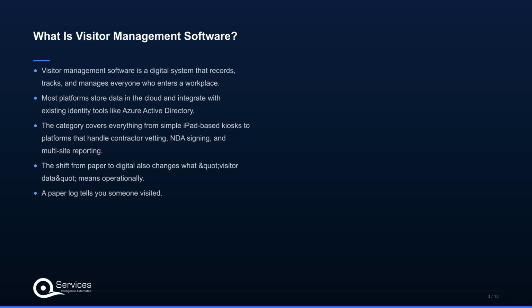For most mid-size offices, the core value proposition is simpler. Replace an unreliable paper process with one that produces a verifiable, searchable record. The shift from paper to digital also changes what visitor data means operationally. A paper log tells you someone visited. A digital system tells you who, when, which host they met, how long they stayed, and whether they signed any required documents before entry. That difference matters enormously when an auditor is in the room.